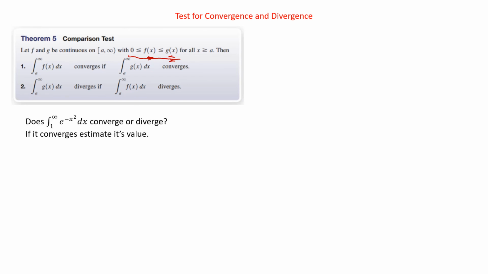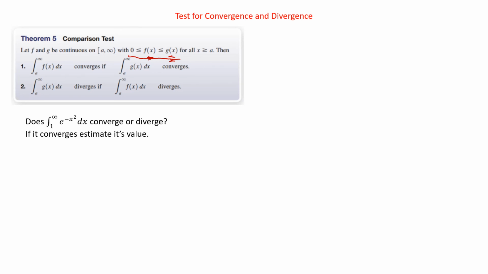So what could we use it? Does the antiderivative of 1 to infinity of e to the negative x squared dx converge or diverge? If it converges, estimate its value using a calculator. The first thing is we can't actually find the antiderivative of this, because e to the negative x squared is not something that we can readily do.